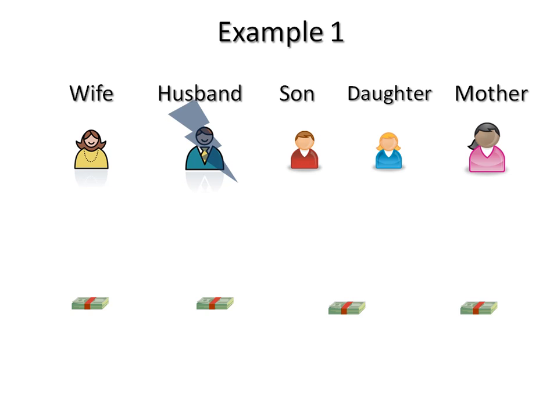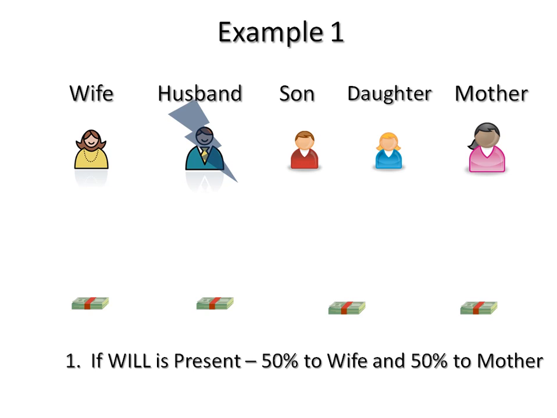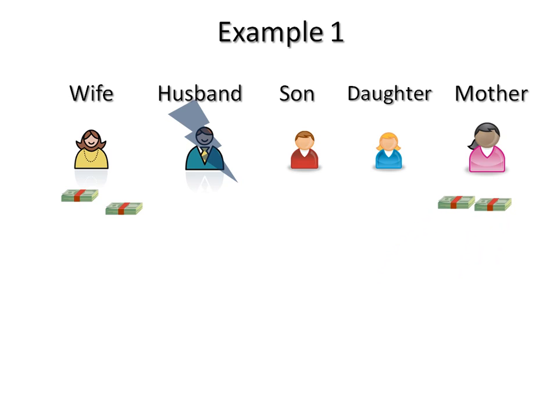Now let us say husband dies and there is a will written by him, and in the will he writes that 50% of his wealth should go to wife and 50% should go to the mother. In that case it's very easy. 50% will go to wife and 50% will go to mother. But what if will is not present? What if will is not written?